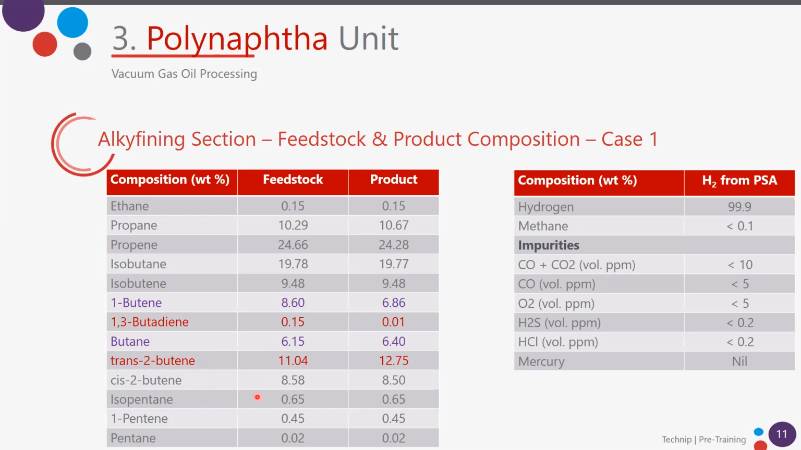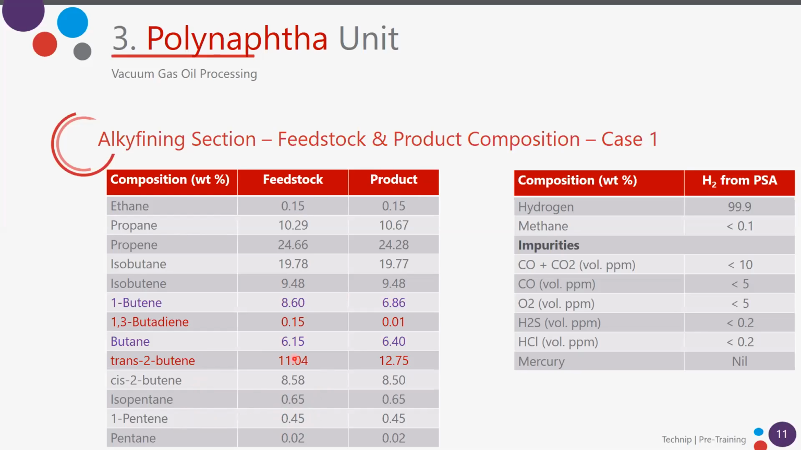We have the isopentane. We have also here some olefinic pentane. And we have the paraffins, okay? Pentene and pentane. This is more or less the composition of the feedstock, and this is the product from this section, okay, from the alkylation section. So this will be the feedstock for the next section, for the oligomerization section.